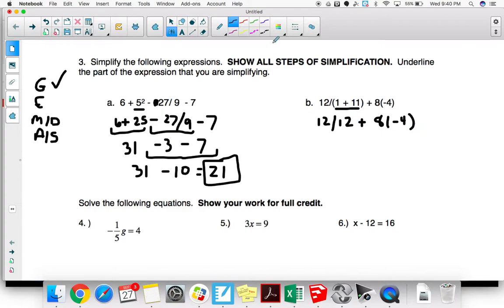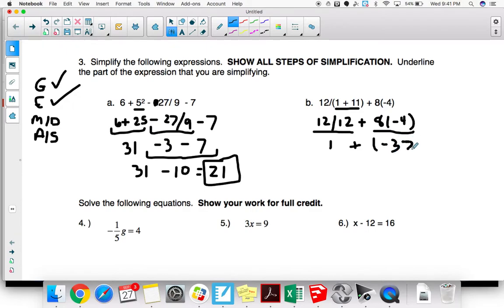All right, and now we can go back and look at, there's no exponents, so we can look at our order of operations, and then we can move on to multiplying and dividing. So this will get taken care of next, and actually this will be at the same time. So 12 divided by 12 is 1. Copy my plus sign. And then 8 times negative 4 would be a negative 32.